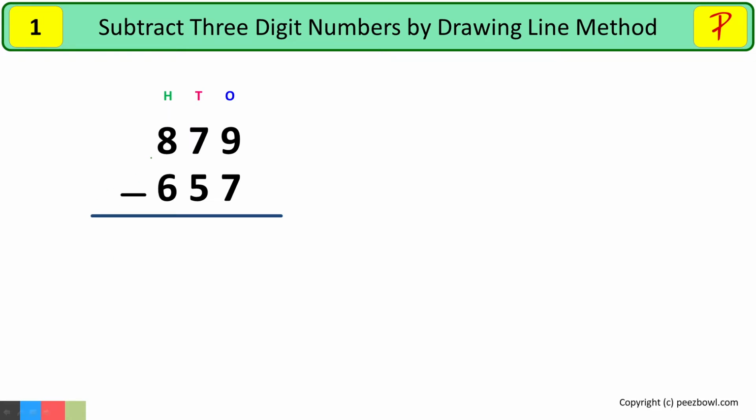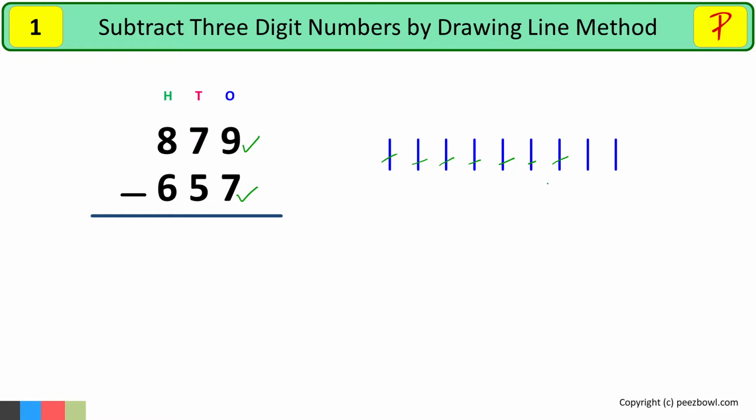In 879 there is 9 at the ones place, so I will draw 9 lines. Okay, so here we have 9 lines for digit 9. Now in 657 there is 7 at the ones place, so I will cut 7 lines from these 9 lines. Here I cut 1, 2, 3, 4, 5, 6 and 7 lines from these 9 lines.